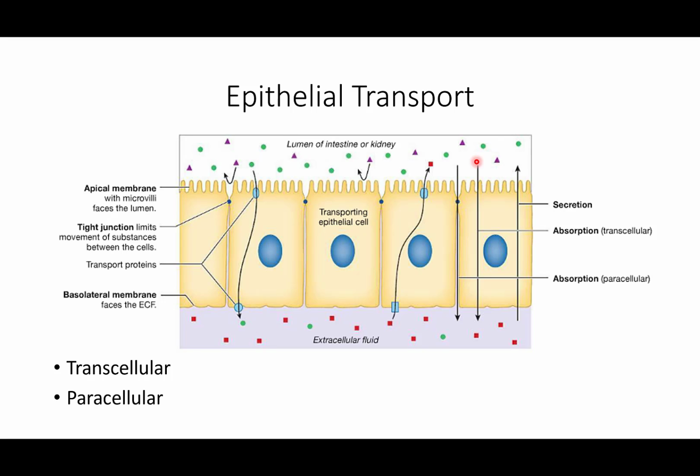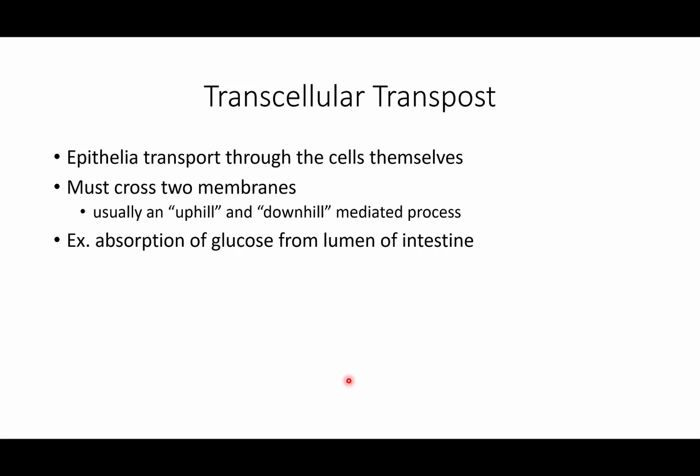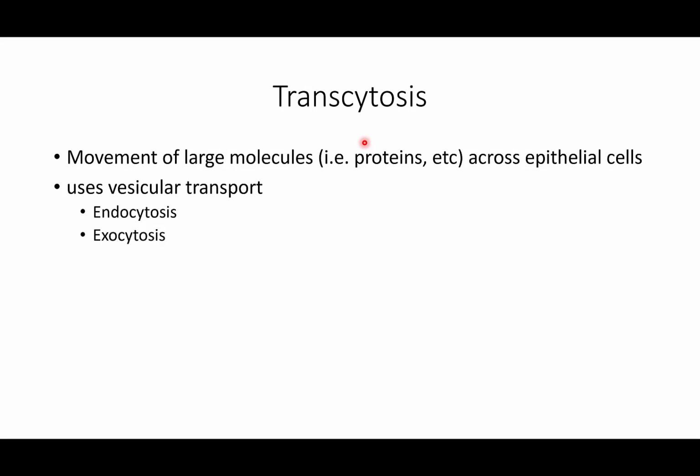Or we could sometimes move it through the little gaps between the cells, through what we call gap junctions. This would be paracellular. It's adjacent. And I just talked about transcellular. In transcellular, usually you're crossing two membranes. One is going to be uphill, the other is going to be downhill. And glucose is a good example of transcellular transport.